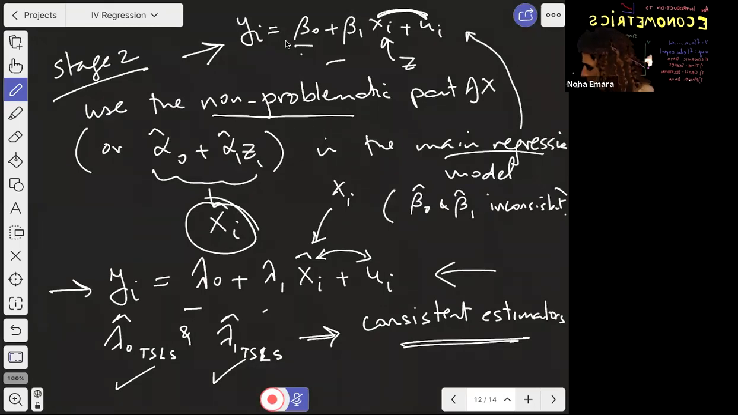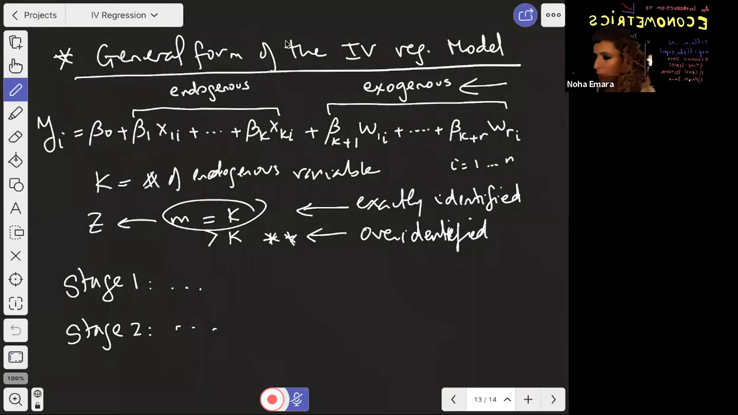Okay, so what we did last time is we tried to expand this model. Our models are not just y as a function of x. It's y as a function of a set of x's, or a set of regressors, plus a set of other variables that can be classified as being exogenous or non-problematic by nature. So we're going to write a model in terms of a set of x's that are endogenous and a set of w's that we call exogenous by assumption.